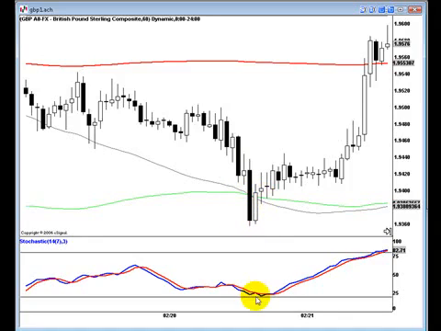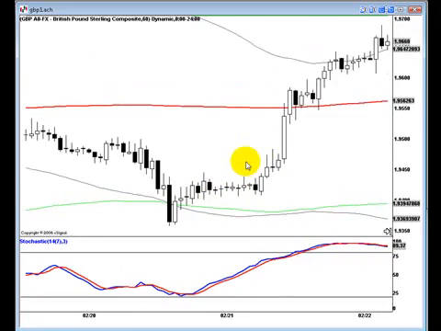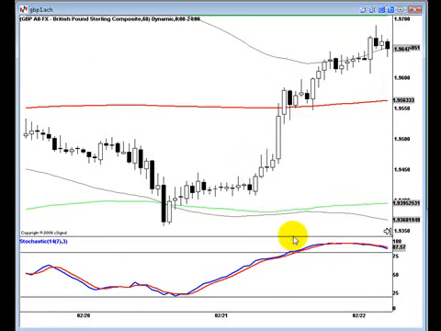Stochastic pretty much oversold. The two Bollinger Bands touching, always a fantastic opportunity, high probability trade, and that gives us the piercing pattern reversal and a magnificent move up thereafter, all the way up to the top Bollinger Band, which is really what we're looking for.